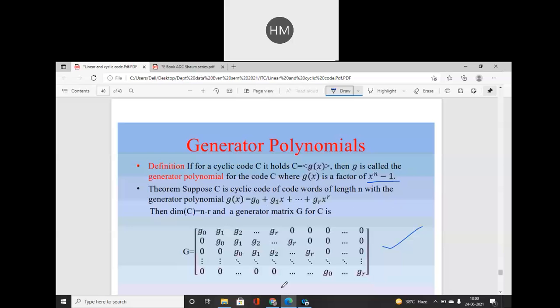Okay, so this is a generator matrix G for C. C is a cyclic code. So the generator matrix G you can write. Always we have to write the generator polynomial to simplify these cyclic codes. Okay, students.